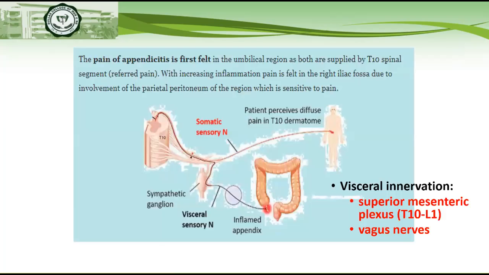The pain of appendicitis is first felt in the umbilical region, as both are supplied by the T10 spinal segment. With increasing inflammation, pain is felt in the right iliac fossa due to involvement of the parietal peritoneum of the region, which is sensitive to pain. So your visceral innervation is the superior mesenteric plexus and your vagus nerves.